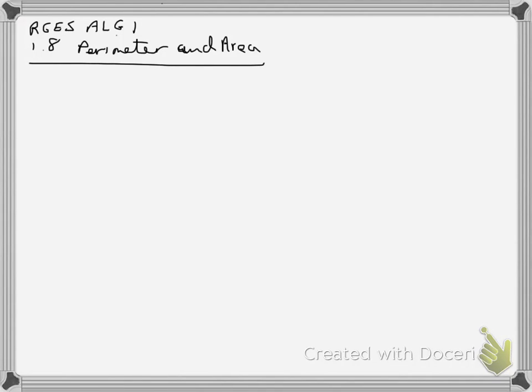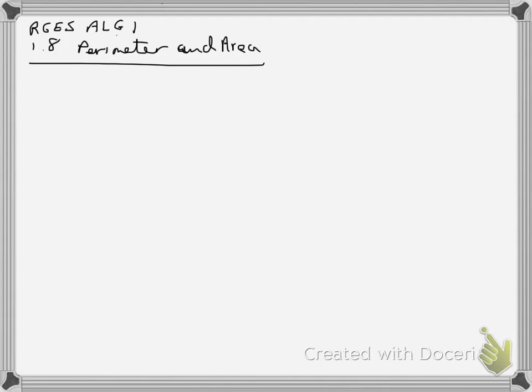This is lesson 1.8. It's actually entitled Problems That Lead to Equations, but they're focusing on things you're very familiar with from previous math classes, and that would be the two words perimeter and area.